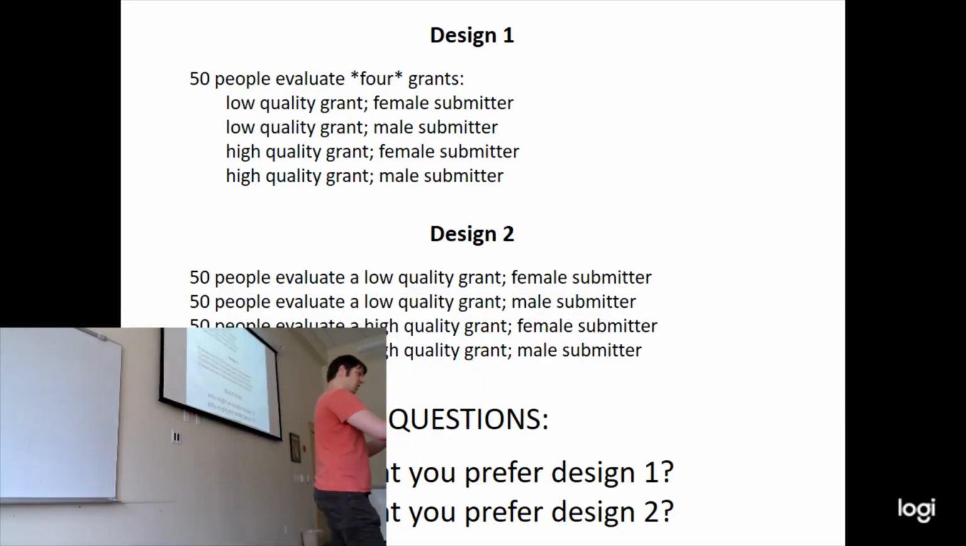So, for example, have everybody rate both a low quality grant and a high quality grant. That would be the repeated measures. But say half the people get male grants and half the people get female grants. You can certainly do lots of iterations of these different kinds of designs. And that is one of the central questions you have to think about as you're choosing to do repeated measures. Absolutely.